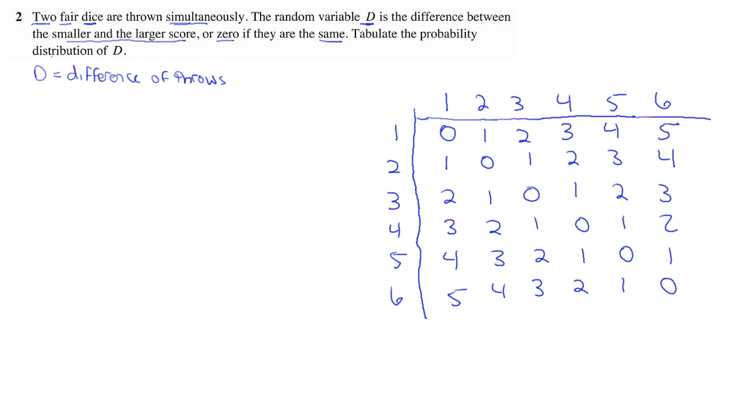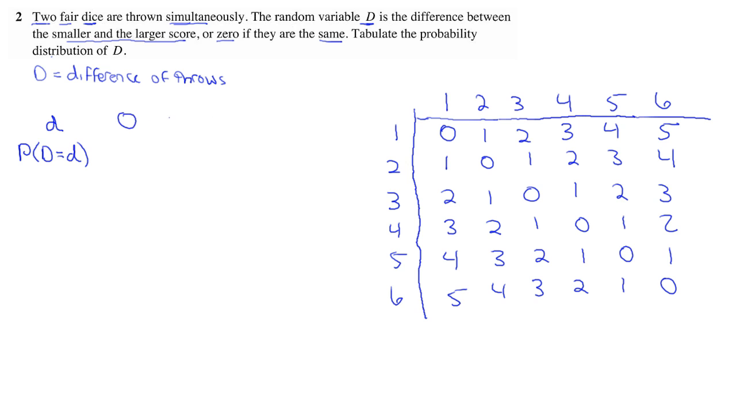After we've got the whole thing, we can take a look around and see that the smallest number we could possibly get is a 0, and the biggest number we could possibly get is a 5. We can get a 1, a 2, a 3, and a 4. So all I have to do is set up my table now. My D's can have the possible values of 0, 1, 2, 3, 4, and 5.